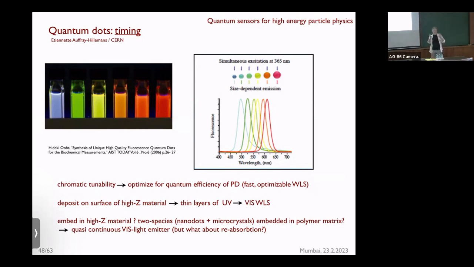Typically, you put a wavelength shifter at the end of a scintillator, just in front of the photodetector. So you might deposit these nanodots on the surface of a high Z material and produce a thin layer. In these thin layers, you transform the UV light produced by the charged particles going through the scintillator into visible light. But you might also think of embedding these nanodots inside the scintillator itself, for example via two species, nanodots and microcrystals of high Z material with scintillators, inside a polymer matrix, which means you get a quasi-continuous visible light emitter calorimeter.